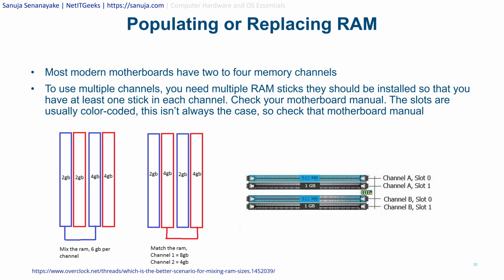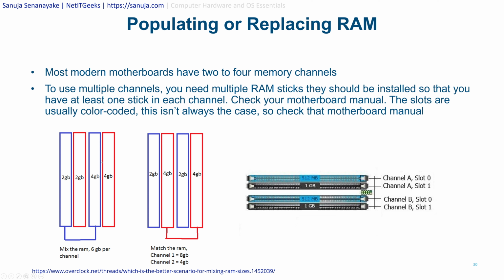Most modern motherboards have 2 or 4 memory channels. Remember those dual channel, quad channel configurations. To use multiple channels, you need multiple RAM sticks. They should be installed so that you have at least one stick in each channel. So check your motherboard manual for the configuration, and check the slots on your motherboard, which are usually color coded, and follow that color coding accordingly. However, as I mentioned, the color coding is not always the case, so you always need to refer to the motherboard manual to make sure you follow the correct configuration. Likewise, it could be green, blue, red, or yellow color coded with black as a complement color, but it changes depending on the motherboard.